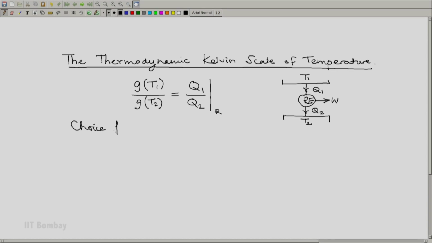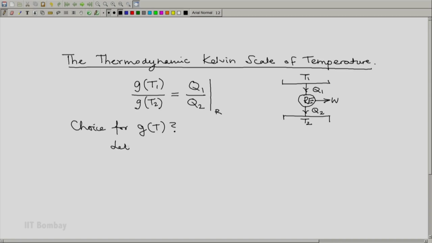Now, what is the choice for g? Let us make the simplest of choices. g of T is T itself. In that case, the definition of our thermodynamic temperature scale would be: some temperature by some reference temperature will be Q by Q reference for a reversible machine.